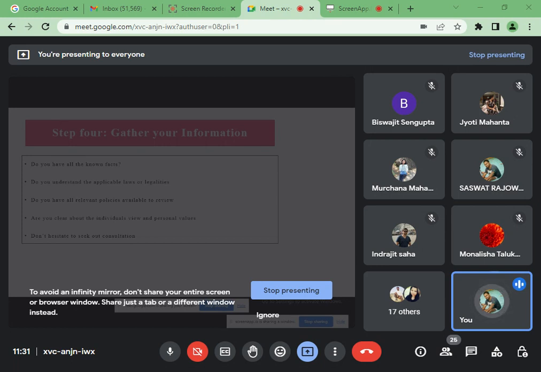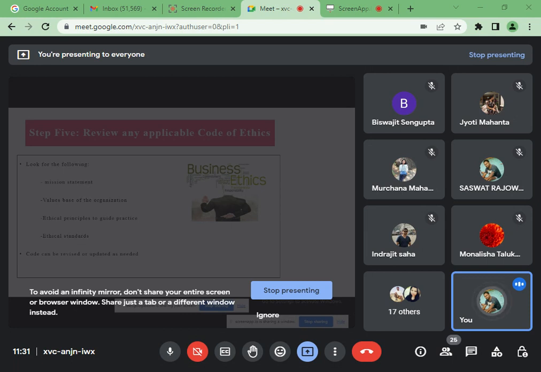Number 4, gather more information. Do you have all the known facts? Do you understand the applicable laws or legalities? Do you have all relevant policies available to review? Are you clear about the individual views and personal values? Don't hesitate to seek out consultation.